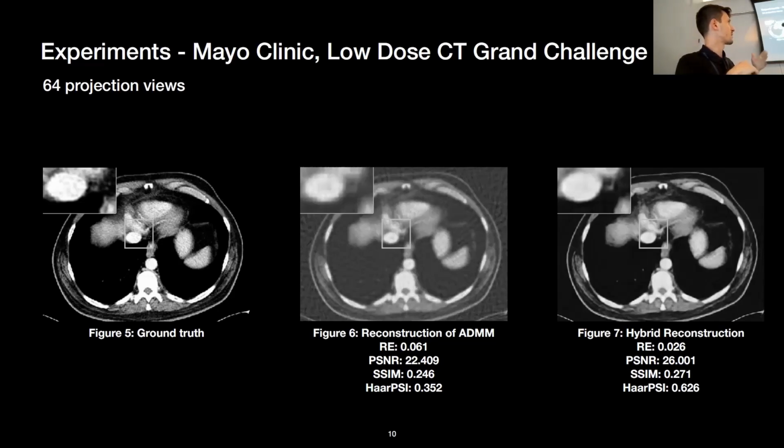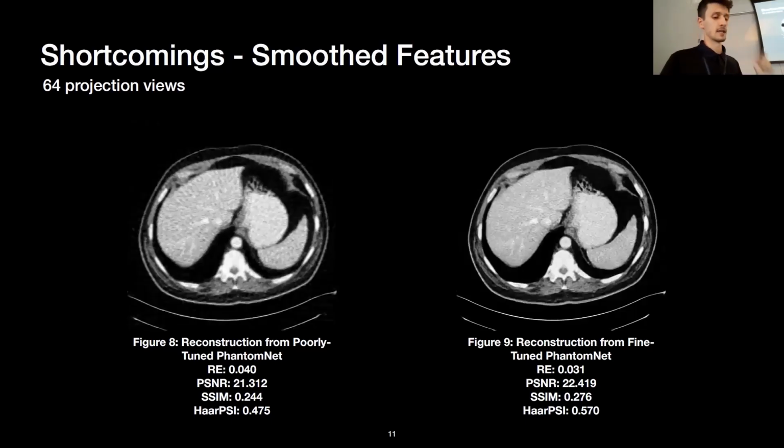The lower the RE, the better. The higher the rest, the better. And the hybrid reconstruction does in fact outperform the reconstruction of ADMM. One thing to note here is that regardless that the zoomed in part does seem better than ADMM, we can see that some features seem to be slightly smoothed out. And this is an effect that we noticed during training. So this does not come off as a surprise.